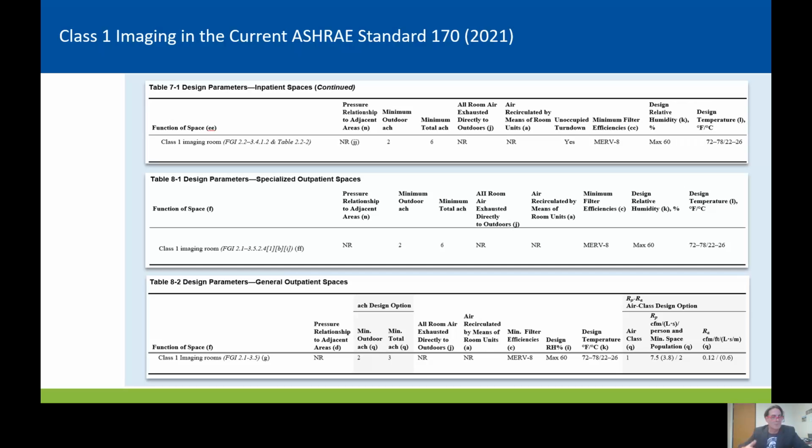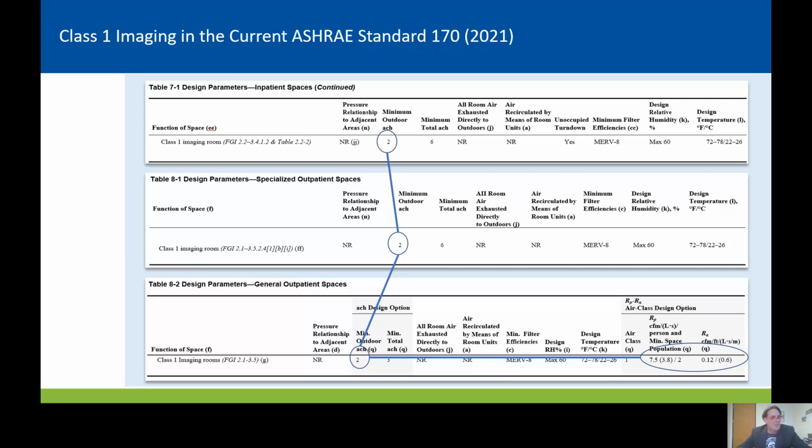And so I'm going to urge you right away to focus your attention mostly on Table 8-2. When we look at all of this in terms of outside air requirements, outside air and total air is what we're going to look at. The outside air requirement, 2 air changes per hour, is common to 7-1, 8-1, and the first method in Table 8-2.